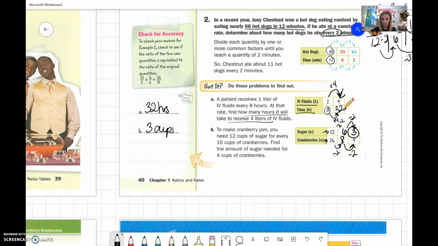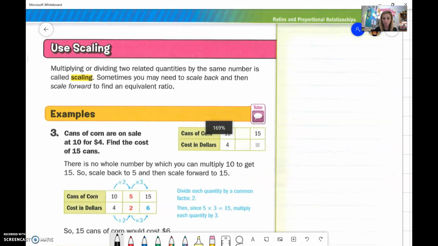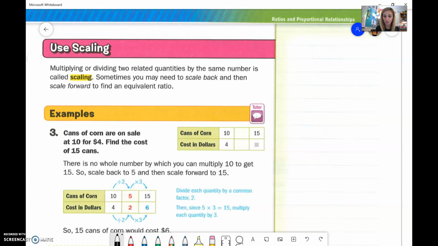Okay, let's go over to the next page. Scaling. Scaling is something really cool. Scaling is where you are going to have to multiply and/or divide in the same table. The other ones that I showed you, we divided twice, or we just multiplied. Here we're going to have to do a little mixture of both because we might not have a greatest common factor right off the bat that's going to get us to where we need to go.